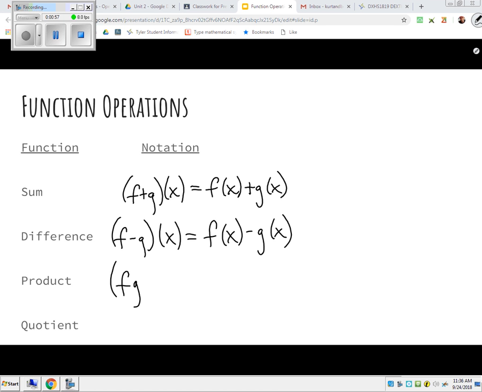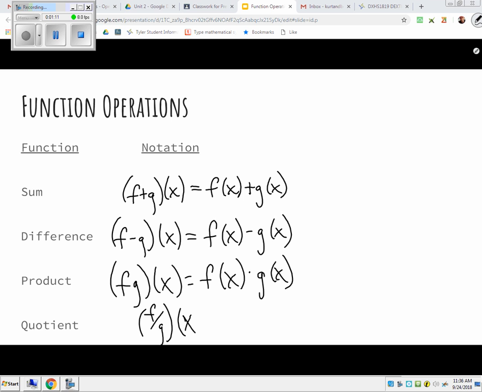So f times g of x, let's butt them up next to each other. Or they might put a little dot in between it, f times g of x. And then finally the quotient. I'm just going to divide them. And we just take our f of x over our g of x. I'm not going to worry with domain on these just yet. That might be a later video. But for now, I just want to be able to find these.